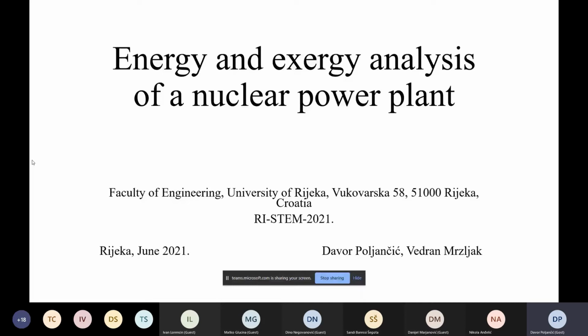Firstly, I would like to explain the title to you for better understanding of the topic. We calculated two types of efficiency. Energy efficiency is independent of ambient conditions, while exergy efficiency is heavily influenced by ambient conditions. And a nuclear power plant is a facility whose primary function is to generate electric energy from the energy contained in the nuclear fuel.